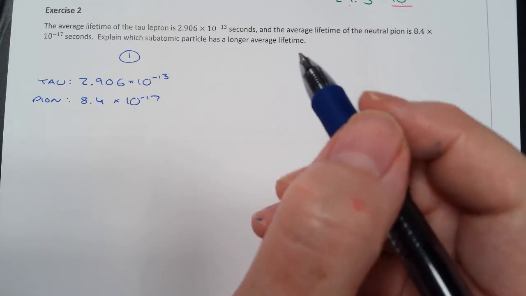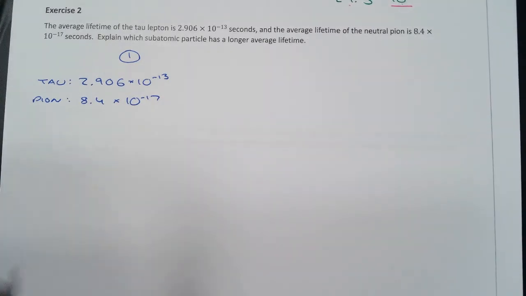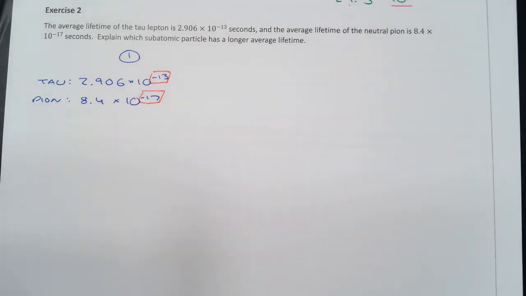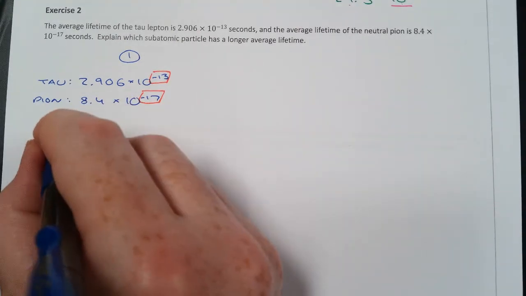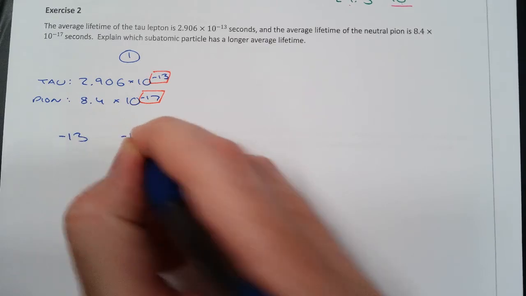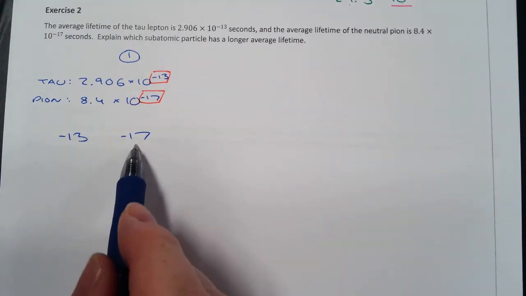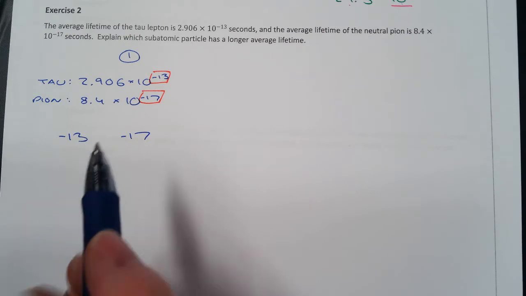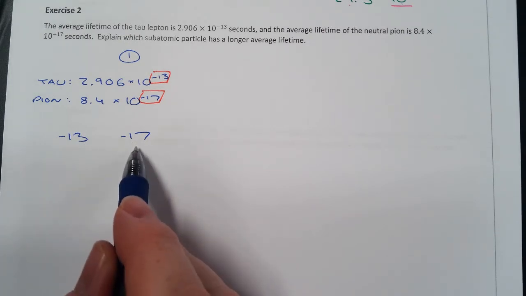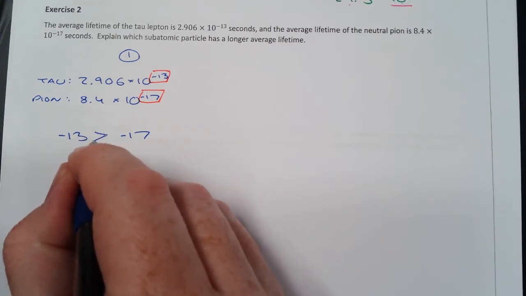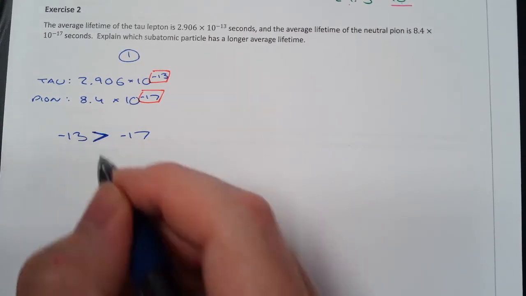Well, we need to look again, and remember, look at your place values. We have negative 13 and we have negative 17. Remember, bigger exponent means bigger number. Well, which number is bigger? Some people might say, well, 17 is bigger than 13. But this is not 17. This is negative 17. Negative 13 is bigger than negative 17.